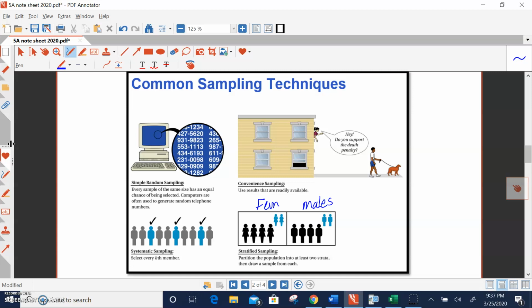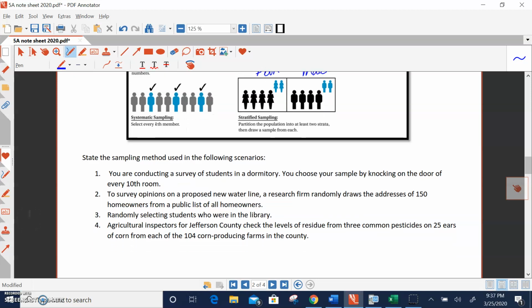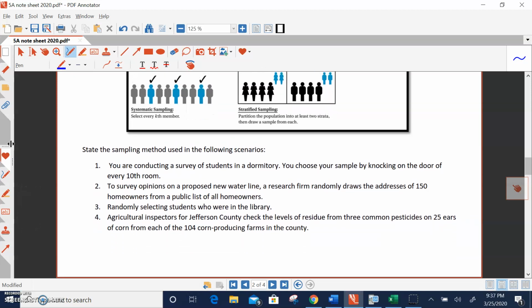Tell you what I'll do. I will stop this video here. Let's do these 4 and then I'll stop the video. So I want you to read these 4, pause the video, figure out what sampling method they used, and then start the video back to see if you were correct.